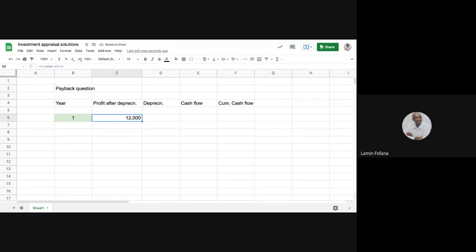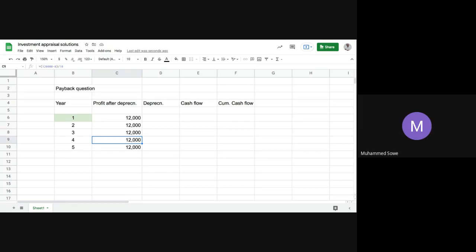Okay, is this clear? So now for all the 5 years it is going to be this. So we just duplicate. Once we duplicate, look at it. All the numbering is done for us automatically, like magic. Can you see? Yes.